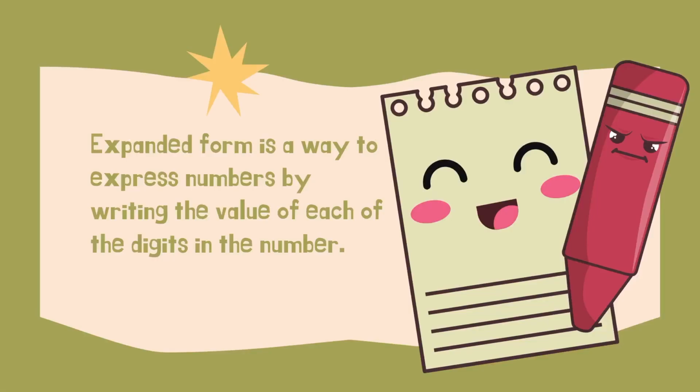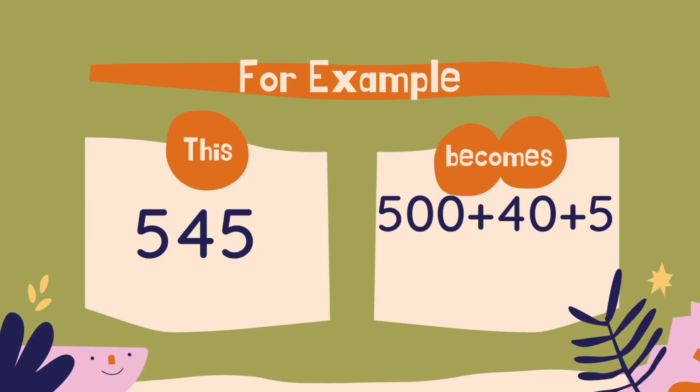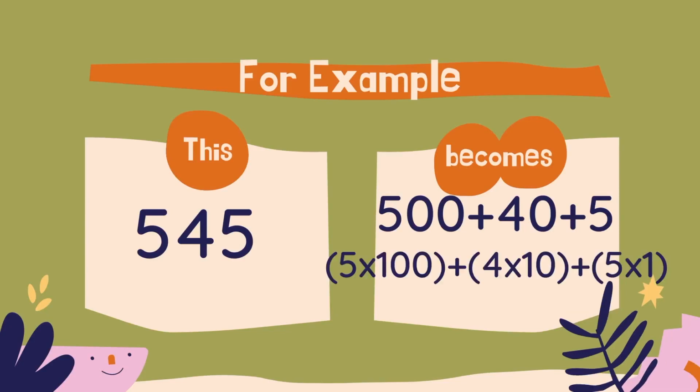If you watched my video Expanded Form, the first level, then you already know how to write numbers with Expanded Form. We are going to expand numbers even further in this video. And if you missed that video, that's okay. Expanded Form is a way to express numbers by writing the value of each of the digits in the number. In our first level of Expanded Form, 545 was 500 plus 40 plus 5. We wrote the value of each of the digits. But for the next level, we can expand it even further.